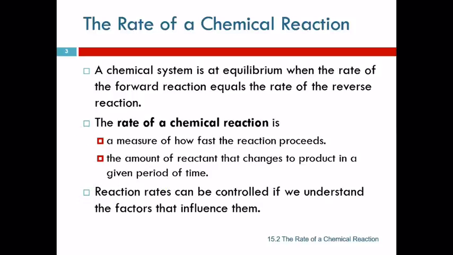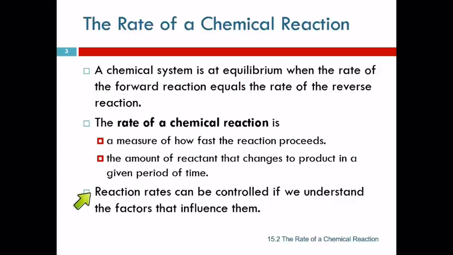So if the reaction is going quickly, if the rate is high, then a lot of reactant is changing into product, say, in 1 minute. And if the reaction is slow, only a little bit of reactant is changing into product in 1 minute. We have to understand rates because the idea of equilibrium is a situation where the rate of the forward reaction is equal to the rate of the reverse reaction.